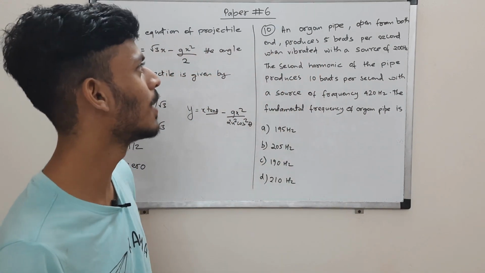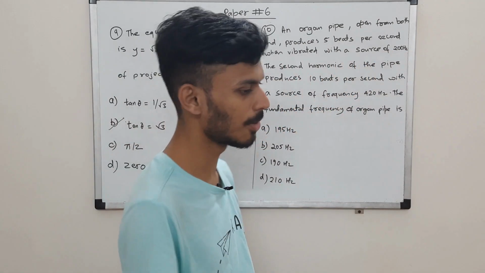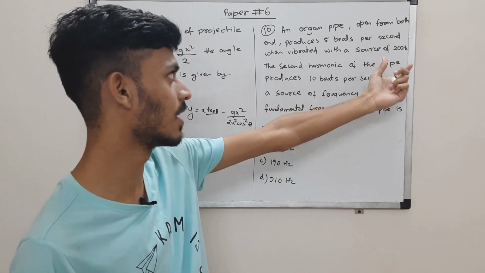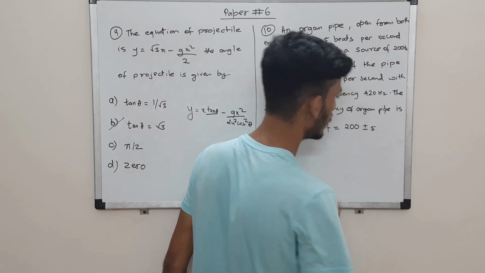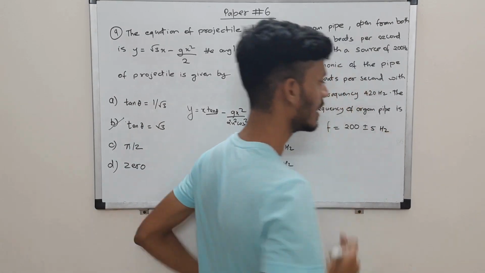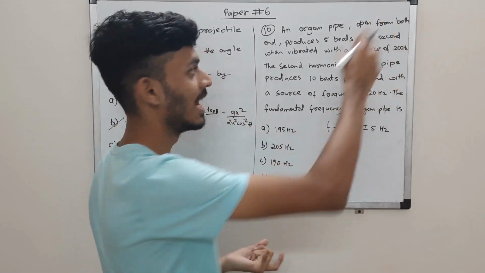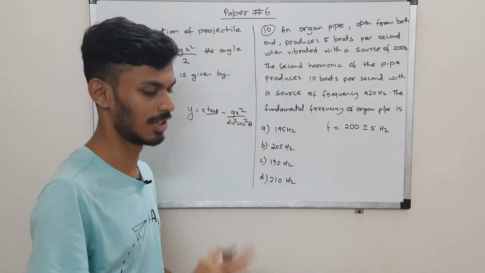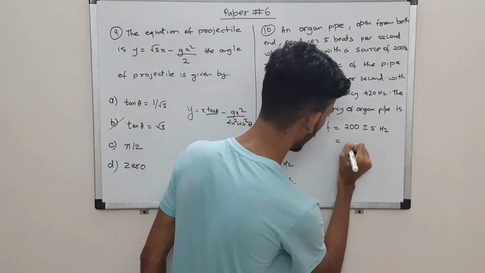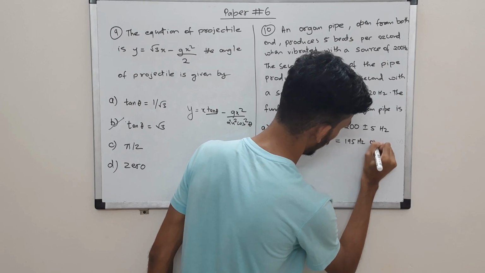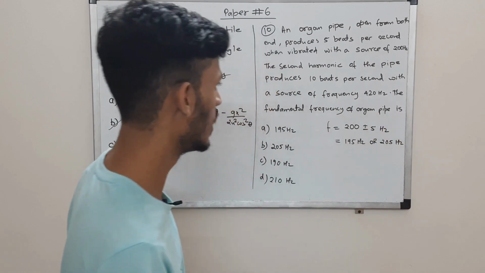Here we have an organ pipe which is open from both the ends. It produces 5 beats per second when vibrated with a source of this frequency. So its fundamental frequency is around this frequency, maybe 200 plus or minus 5 hertz. That is why it is producing 5 beats per second. The difference between this and its fundamental frequency is 5 hertz. So either it is 195 or it may be 205 hertz. You are supposed to tell the fundamental frequency of this organ pipe.